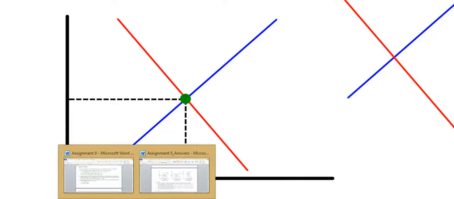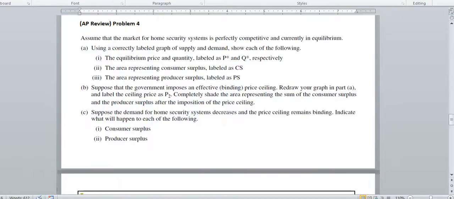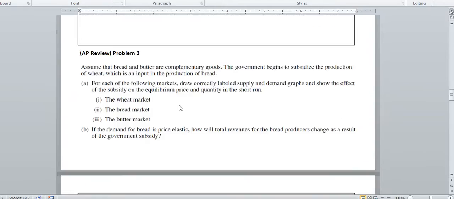So first, let's look at the problem, which is here. Number 3. Assume that bread and butter are complementary goods. Now what does that mean? That means that if the price of one goes up, then the demand for the other one is going to go down, because if you buy less bread because the price has gone up, you're going to buy less butter. That's what we know about complementary goods.